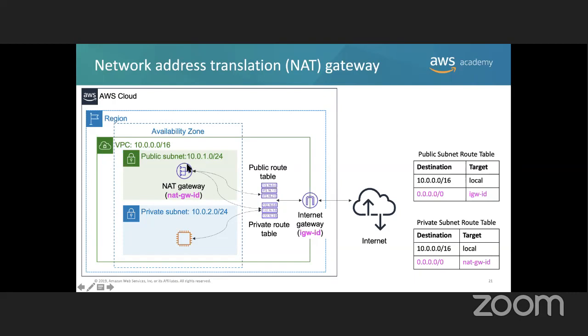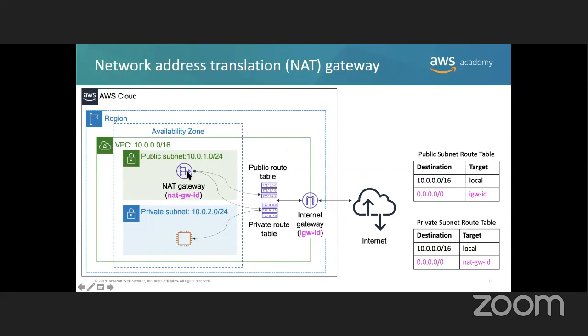Quick question: so the NAT gateway acts as a proxy? It's like a proxy, yes. It's there to allow these instances to connect to the internet. That's the main function of the NAT gateway.